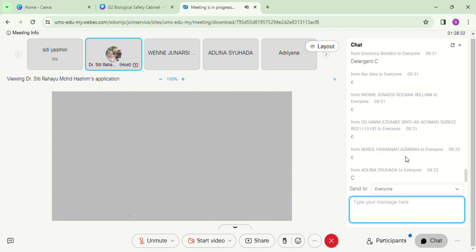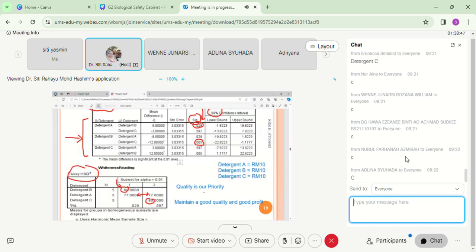Kalaulah saya katakan, what is the best decision in terms of economics, right? In terms of economics, too many overlapping. Oh, patutlah. Sebab saya buka yang ni ya. Okey. Kalau in terms of economic, to maintain a good, awak baca betul-betul. To maintain a good quality and good profit.